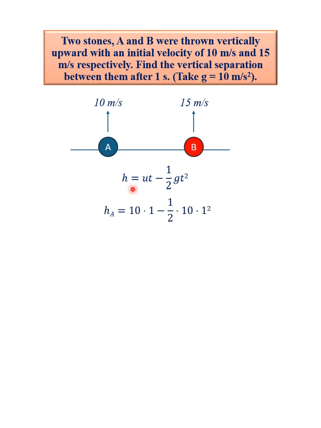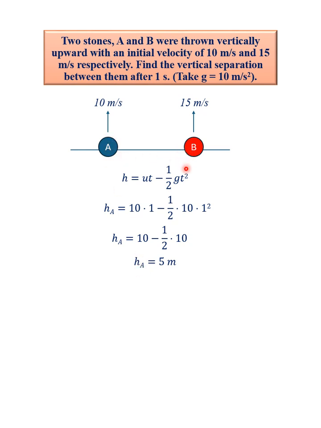Let's start with stone A. HA for stone A will be equal to 10, the initial speed u, times 1, the time we are considering after 1 second, minus half g. G is given to us as 10, then t squared is 1 squared. If we solve this further, we have 10 minus half of 10, because 10 times 1 is 10, 10 times 1 squared is also 10. Half of 10 is 5. So the height will now be 10 minus 5, and that will give us 5 meters. So this is the height the stone A traveled in 1 second.